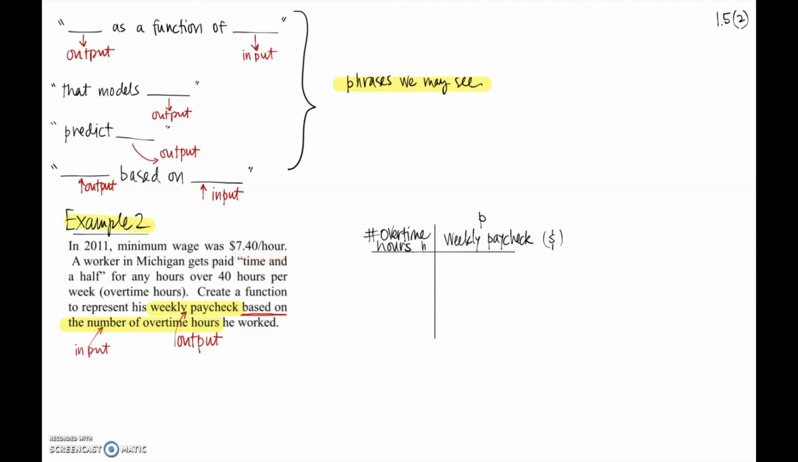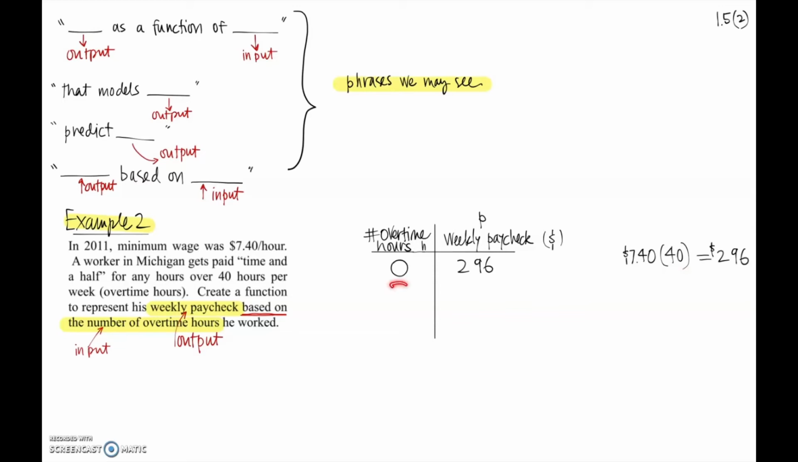And the first thing we think about is, okay, what if, say, he actually worked 0 overtime hours? Let's start there and see what his weekly paycheck would be. So if he worked 0 overtime hours, his weekly paycheck would just be his hourly wage, $7.40, times the 40 regular hours that he worked, and that will be $296.